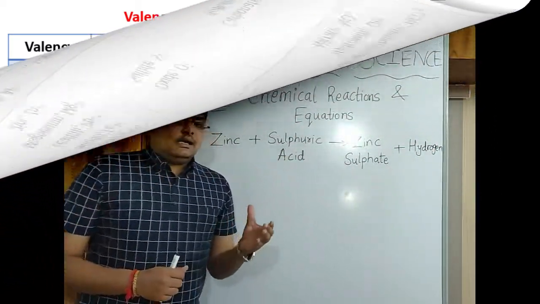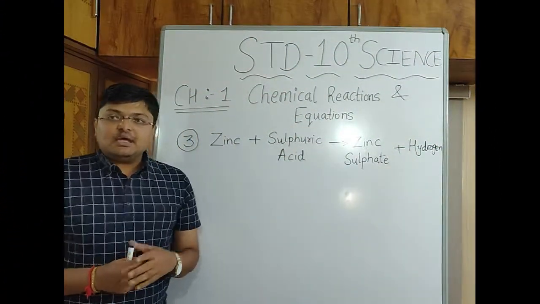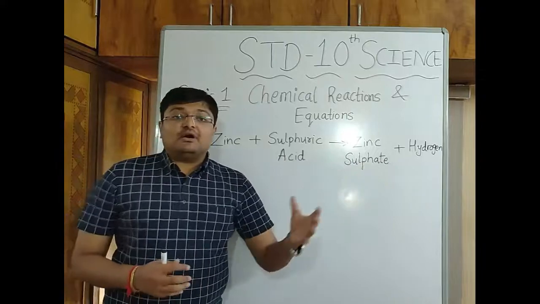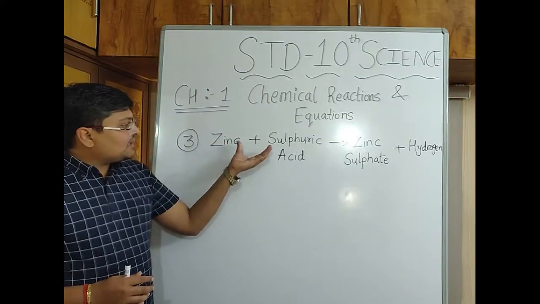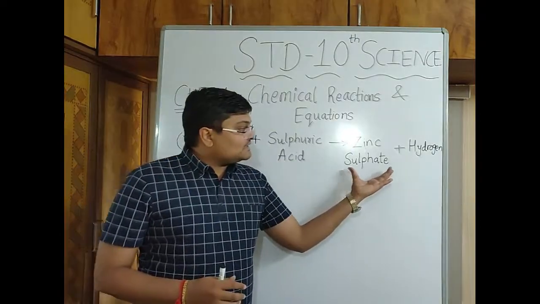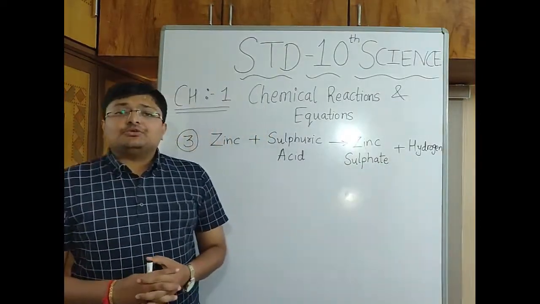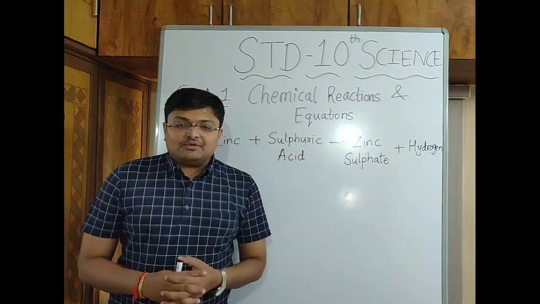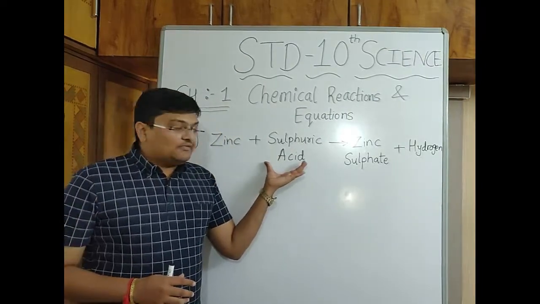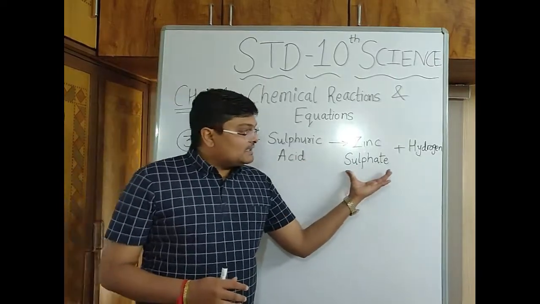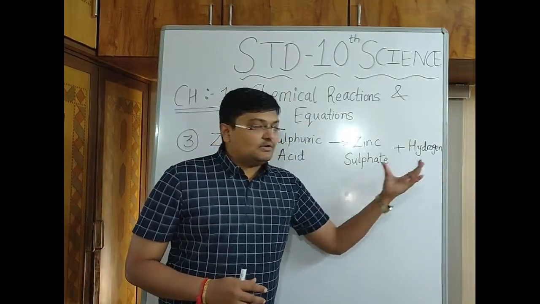Okay students, let us go through the third example. Here the question is given in the word equation form, so it is in words. If you can see, zinc plus sulfuric acid gives zinc sulfate plus hydrogen. Students, for this problem solving, you need to know zinc's symbol, how sulfuric acid is written, how zinc sulfate can be formed, and how hydrogen is written.